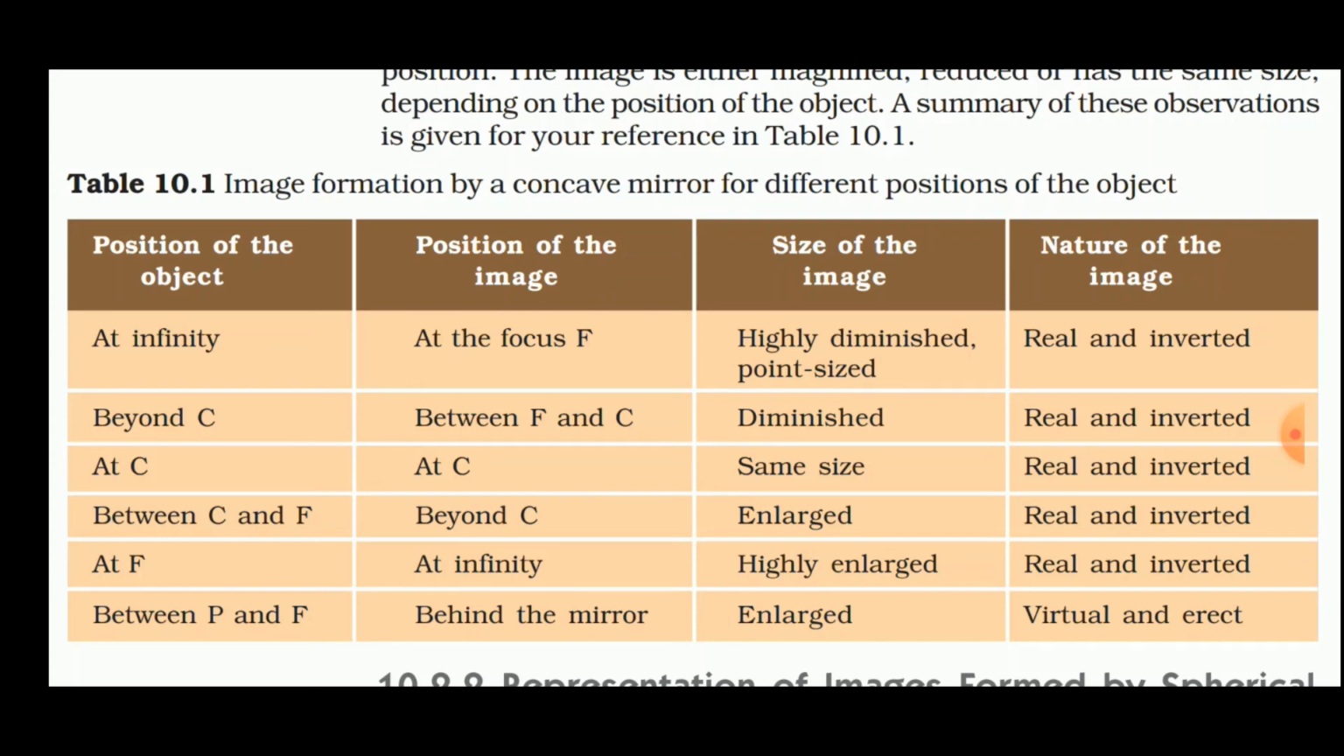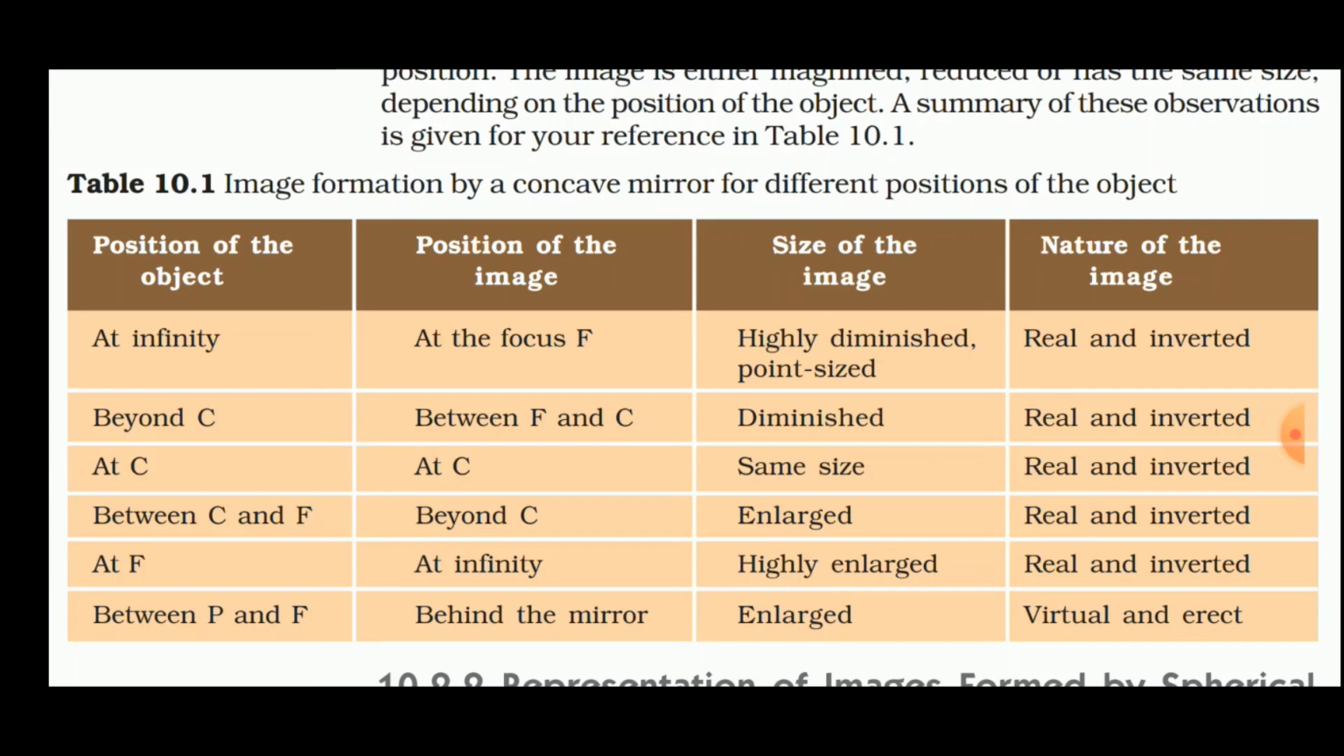Then if the object is at C, the image is also at C. The size of the image is the same, and the nature of the image is real and inverted. If the position of the object is at F, then the image is formed at infinity. It is highly enlarged. So this first and the fifth one are vice versa of each other. And the second and the sixth one are also vice versa.